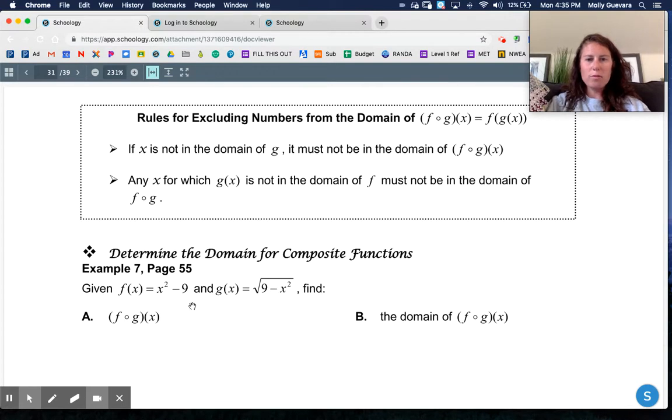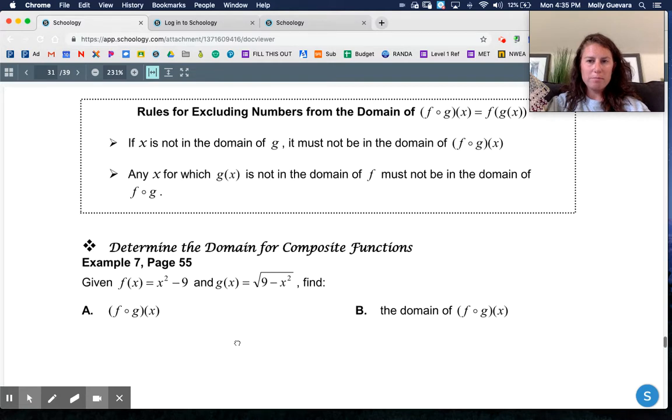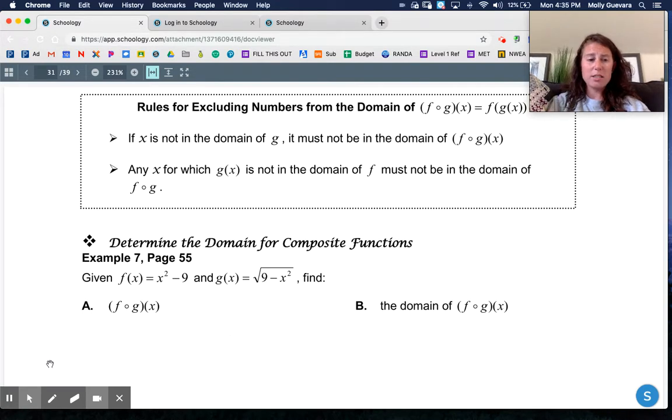Okay, rules for excluding numbers from the domain. I kind of already talked about this, but first of all, notice that in this example, the g is on the inside. So all these will switch if the f is on the inside, okay? But the idea is the same. Whatever is on the inside, if x is not in the domain of g, it can't be in the domain of the whole thing. Okay, so you have to start with the domain of g, right?